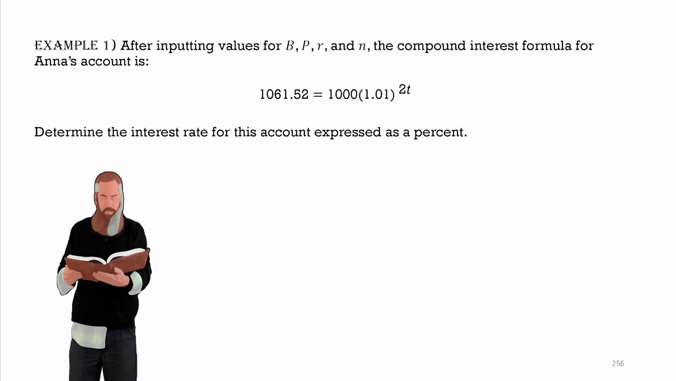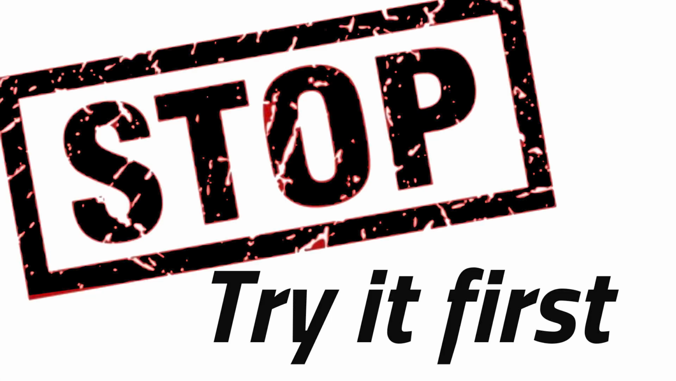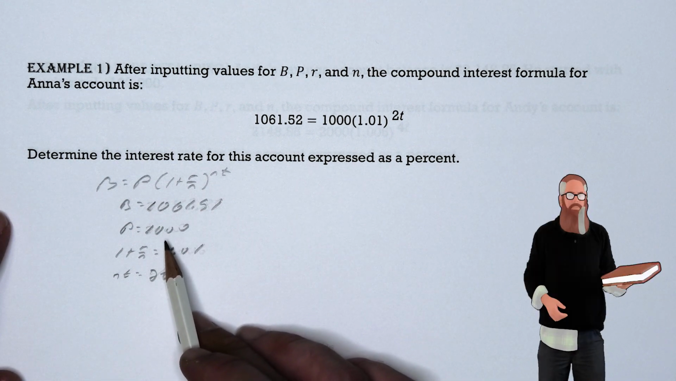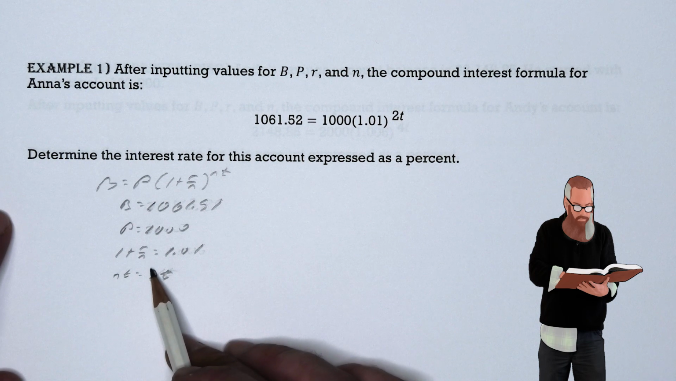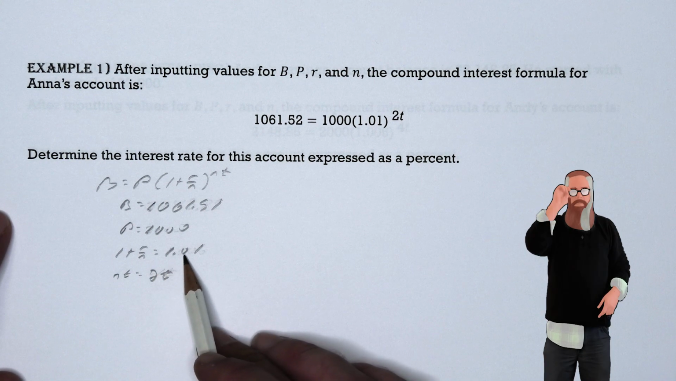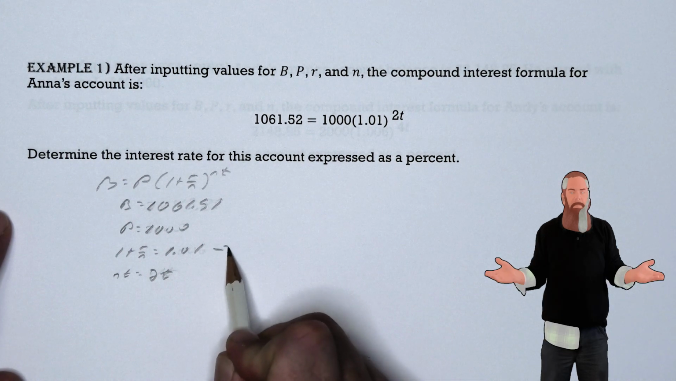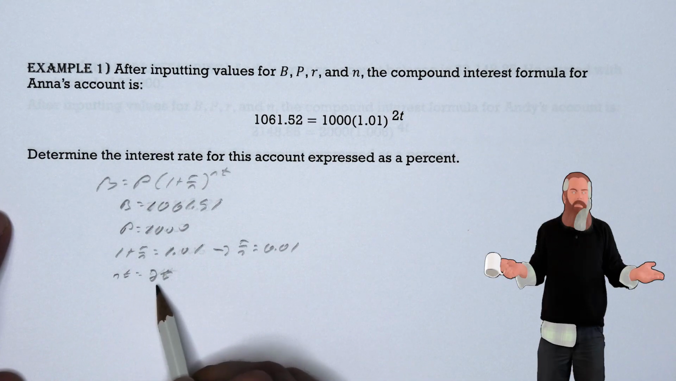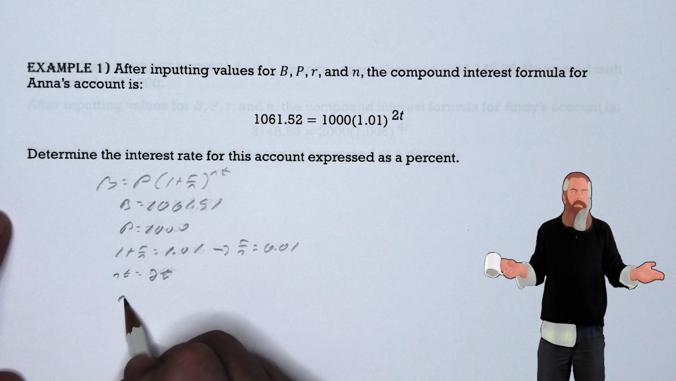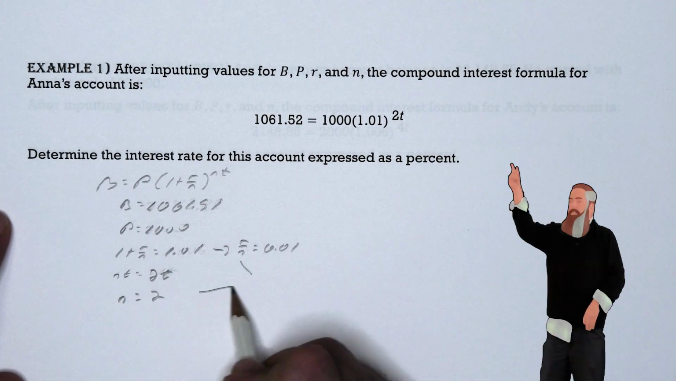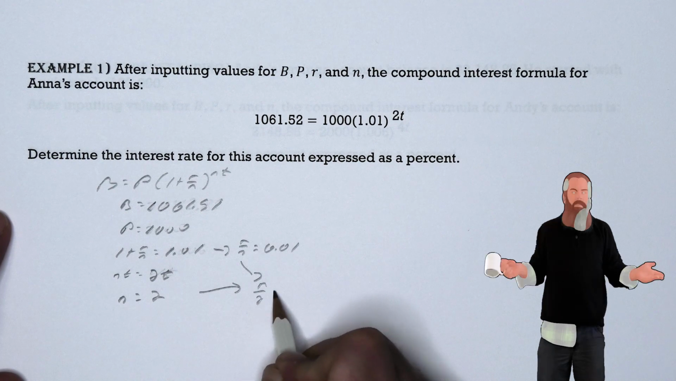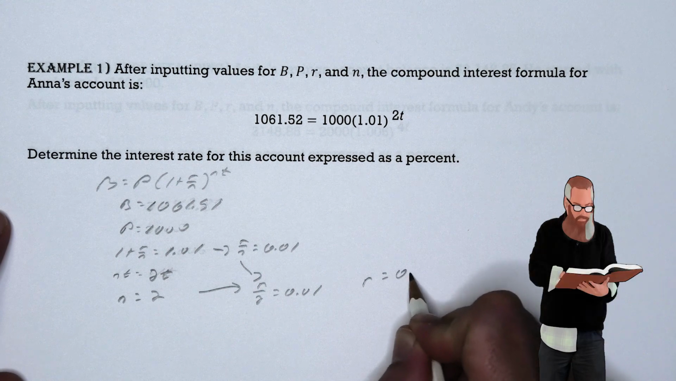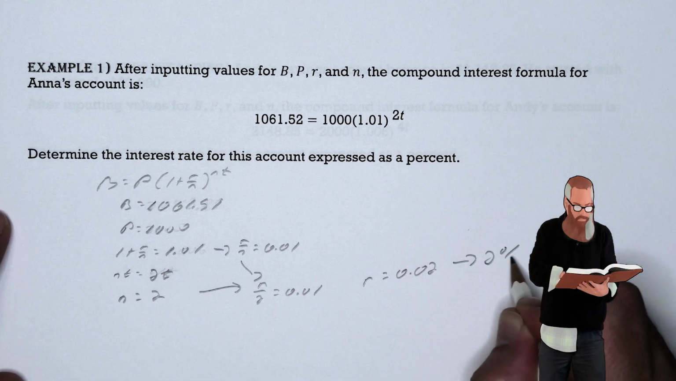Determine the interest rate for this account expressed as a percent. We already know the formula that we're going to be using, and we already, for the most part, know the value of some of these variables. But 1 plus r over n gives us 1.01. That means that r over n must be equal to 0.01. And knowing that n times t is 2t, this means that n is 2. Given these two pieces of information, then r over 2 would be equal to 0.01, meaning the interest rate would be equal to 0.02 or 2%.